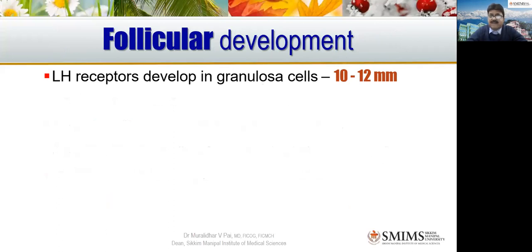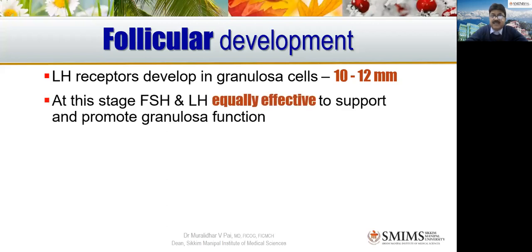Follicular development requires not just FSH, that is follicle stimulating hormone, it also requires LH. Look at this. This is very important when you try to induce ovulation. You will remember this particular physiology. LH receptors develop in granulosa cells when they become 10 to 12 millimeters. And at this stage, they are not only responsive to FSH, they are also responsive to LH. They are granulosa cells, not theca cells. I know what I'm talking. So understand this. At this stage, FSH and LH are equally effective to support and promote the granulosa cell function.